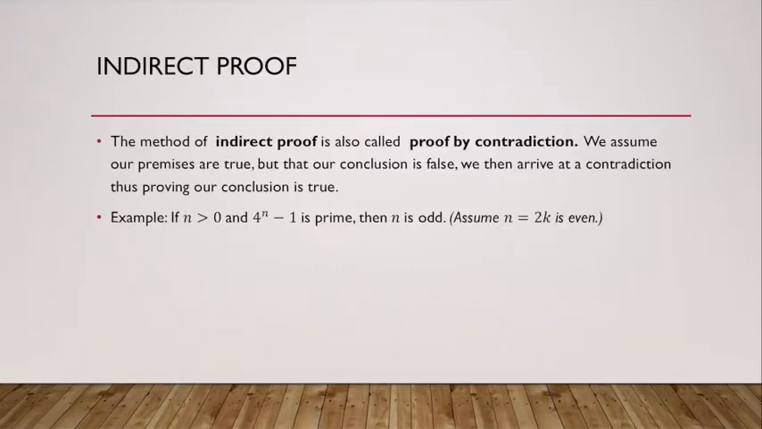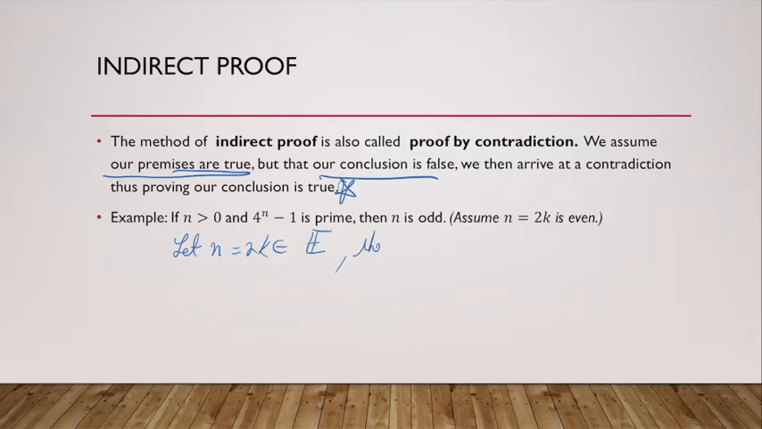The method of indirect proof is also called proof by contradiction. In proof by contradiction, we assume our premise is true and that our conclusion is false. We will then arrive at a contradiction proving our conclusion is true. So, if n is greater than 0 and 4 to the n minus 1 is prime, then n is odd. Let's assume n is even in order for us to do this indirect proof. Let n equal 2k, so it's an element of the even numbers.